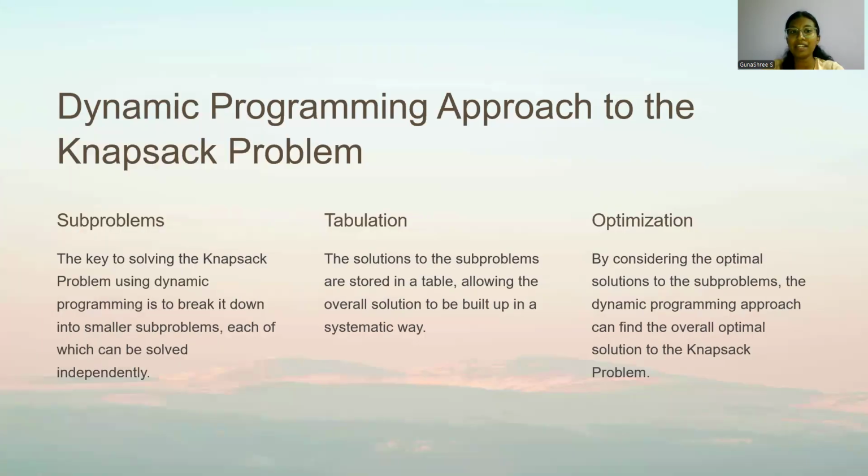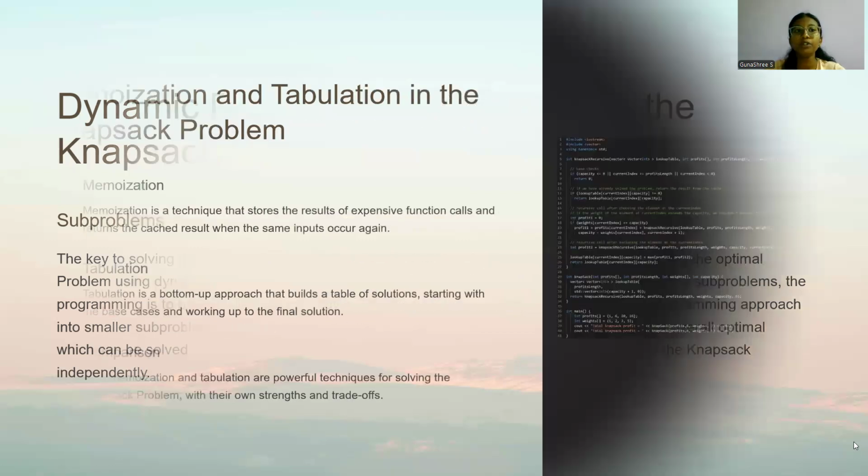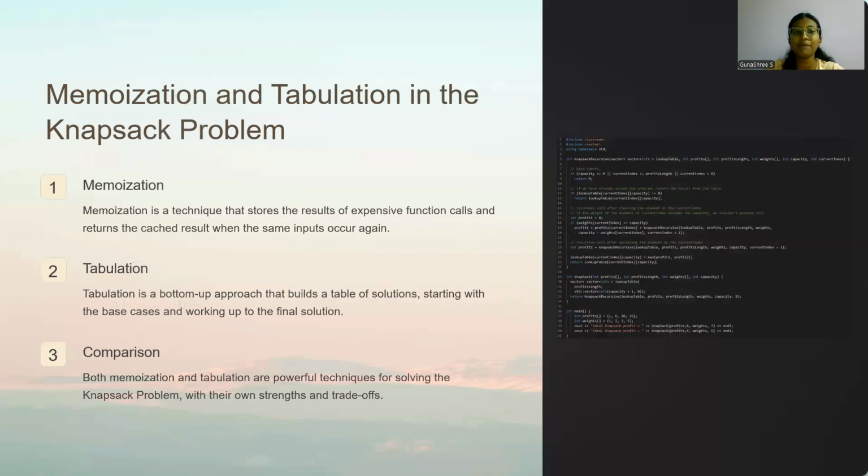Dynamic programming approach to the knapsack problem. First is the subproblems. The key to solving the knapsack problem using dynamic programming is to break it down into smaller subproblems, each of which can be solved independently. Next thing is the tabulation. The solutions to the subproblems are stored in a table, allowing the overall solution to be built up in a systematic way. Next is the optimization. By considering the optimal solutions to the subproblems, the dynamic programming approach can find the overall optimal solution to the knapsack problem.